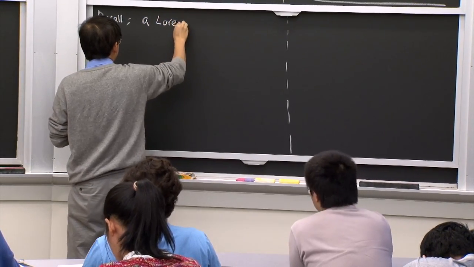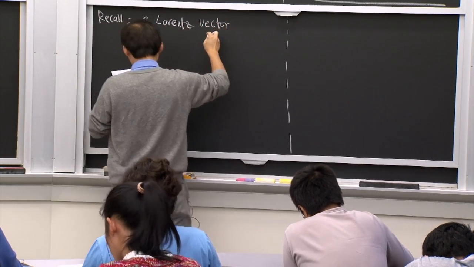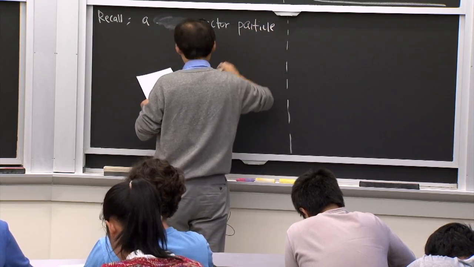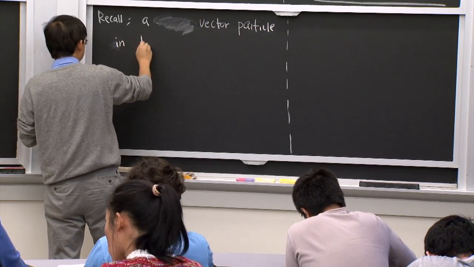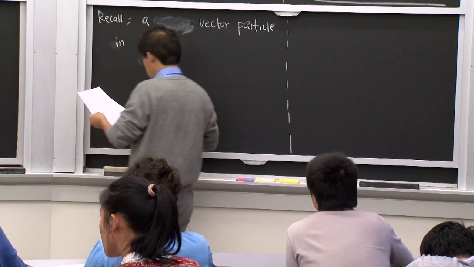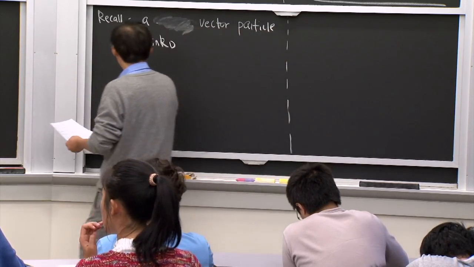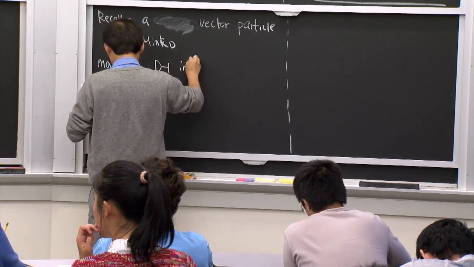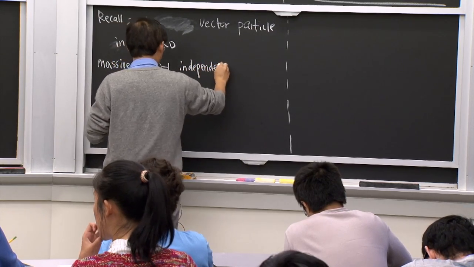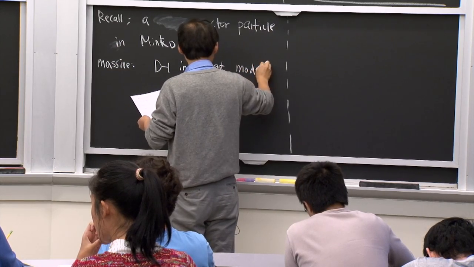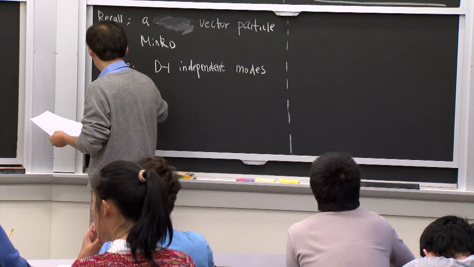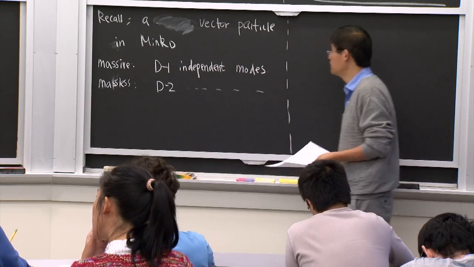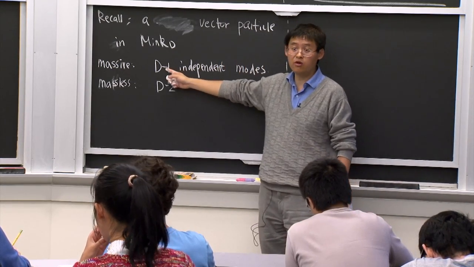A Lorentz vector, a vector particle in D-dimensional Minkowski space-time, if this particle is massive, then it has D minus 1 independent components, say independent modes. And if it's massless, then it has D minus 2 independent modes. Okay? So the situation we are familiar with is D equal to 4, four-dimensional space-time.